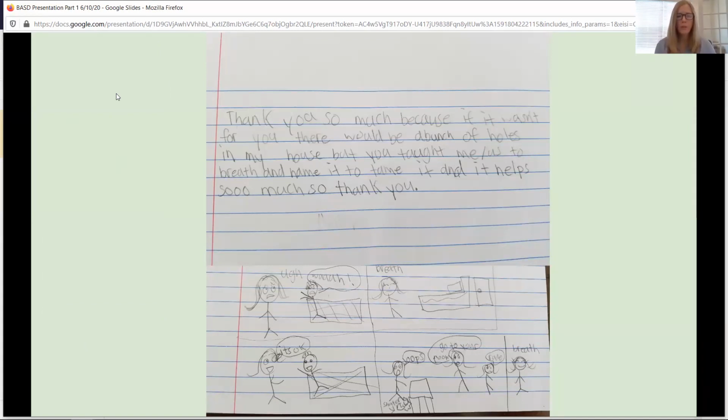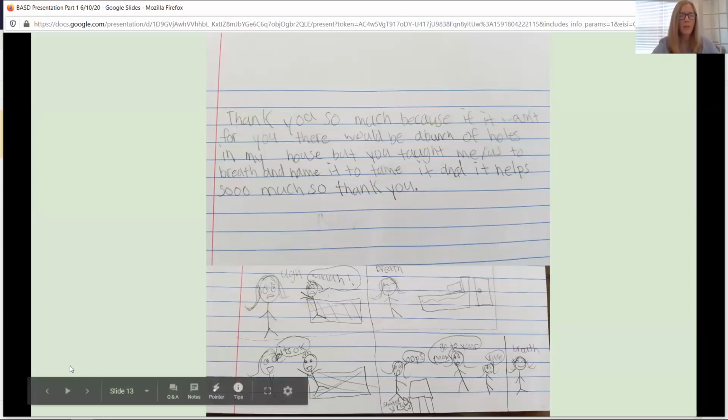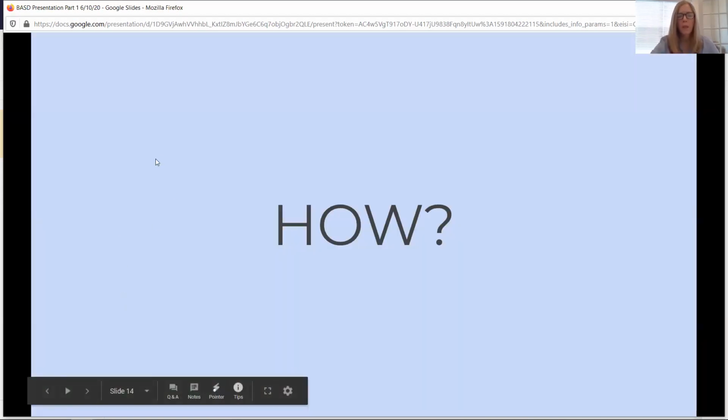True pictures of kind of what's going on at home. And I'm thinking that a bunch of holes in my house is kind of literal and figurative. So it makes a huge difference. It definitely helps. And even when we think we might not be reaching kids, we really are.